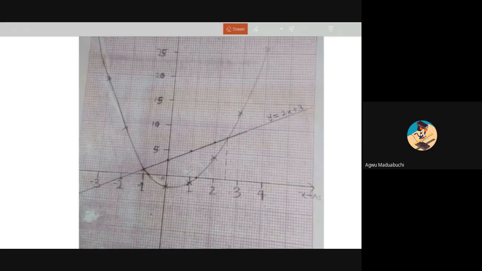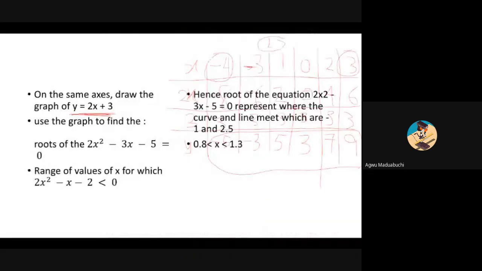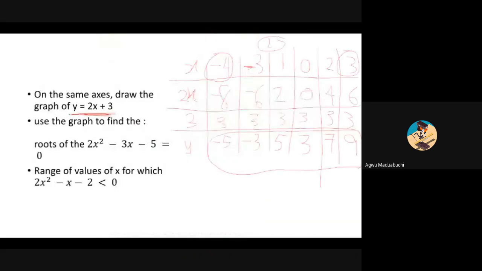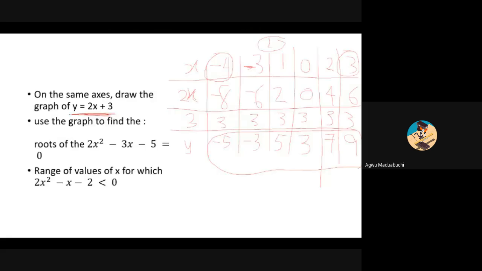Another one is the y-axis. I'm trying to get the y out. Okay. You didn't get the values. Yes, I didn't get -5. Okay. When x is -4, you have -4 times 2 gives you -8. -8 plus 3 gives you negative 5.